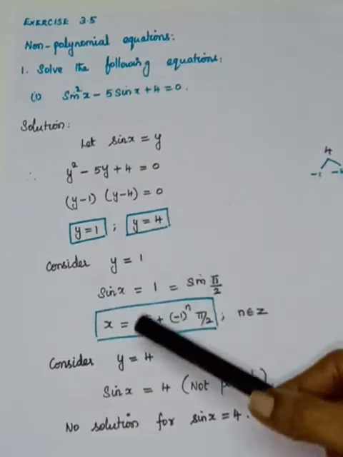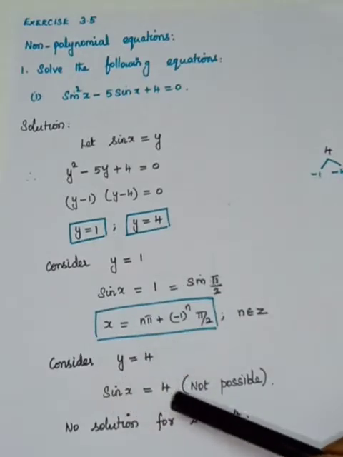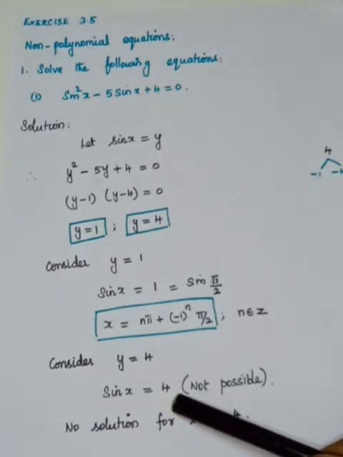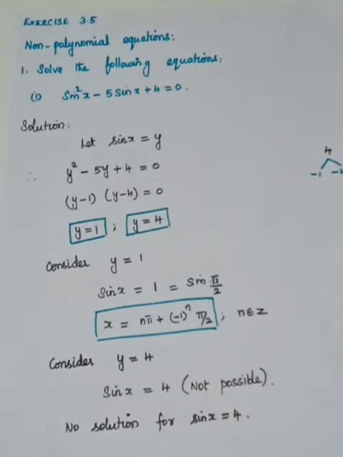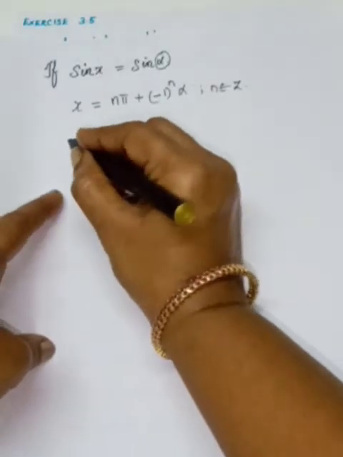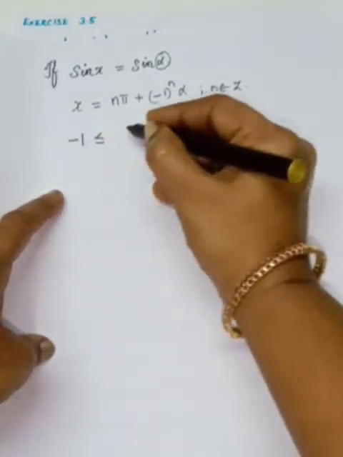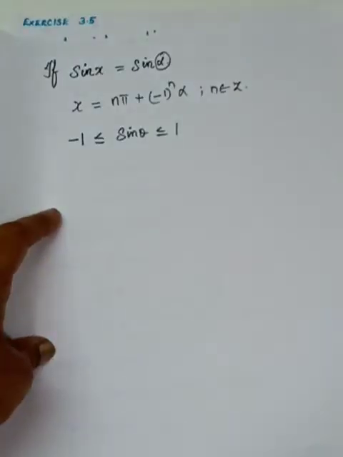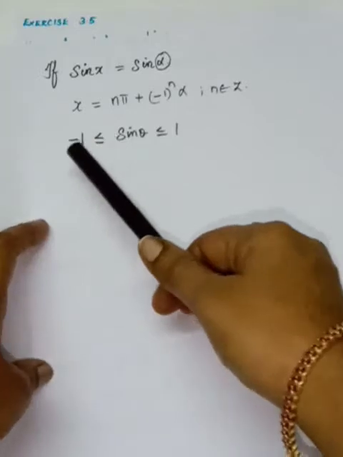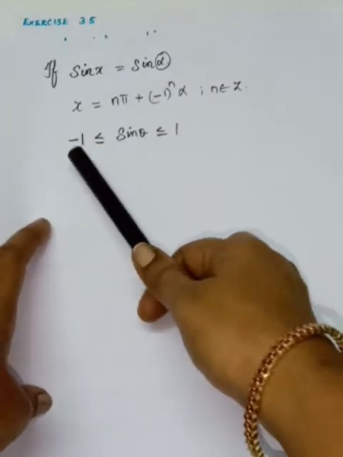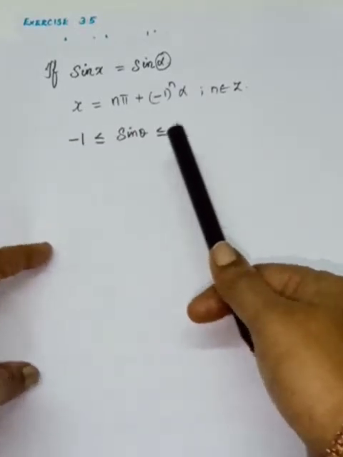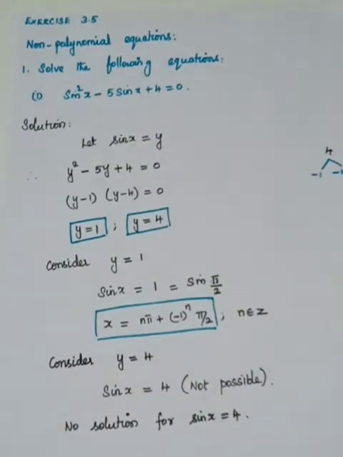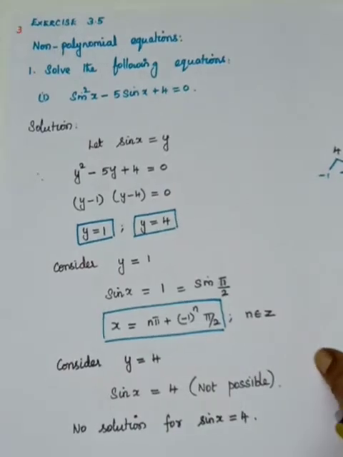Next you consider y is equal to 4. So sin x is equal to 4 because y we have taken as sin x. It is not possible. Why is it not possible? The range of sin theta is minus 1 less than or equal to sin theta less than or equal to 1. The range of sin theta is minus 1 to plus 1. Here you are having 4, so it is not possible. So no solution for the equation sin x is equal to 4.